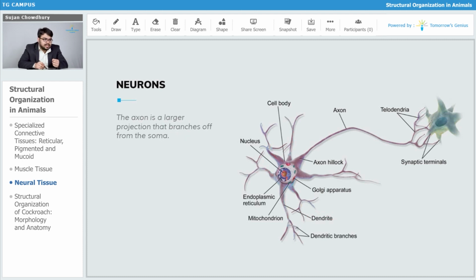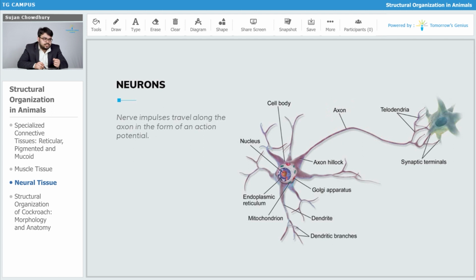The axon is a larger projection that branches off from the soma. So here you can see an axon. That's a long slender structure. It's a very long structure, and it branches off from the cell body of the neuron and is important for carrying the impulse received by the dendrites.